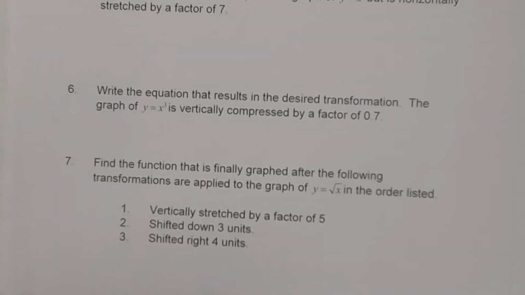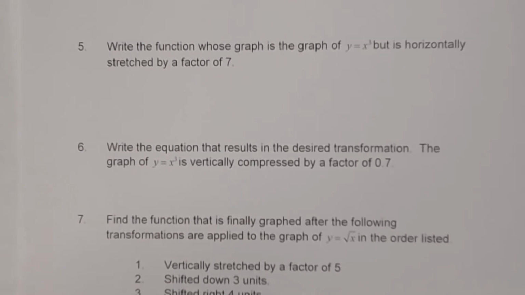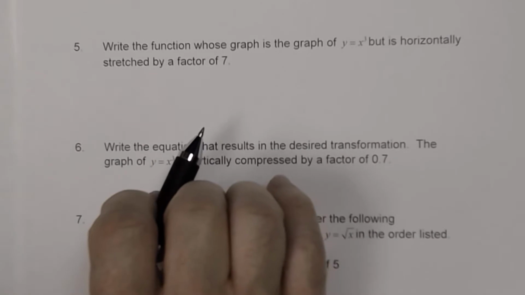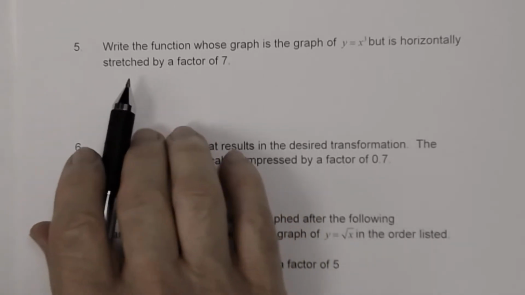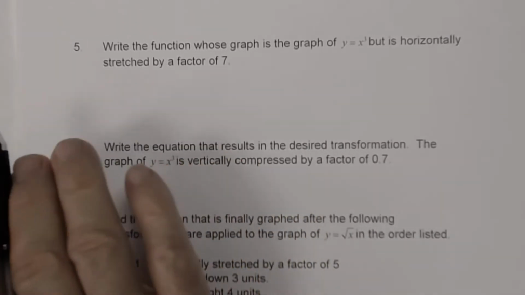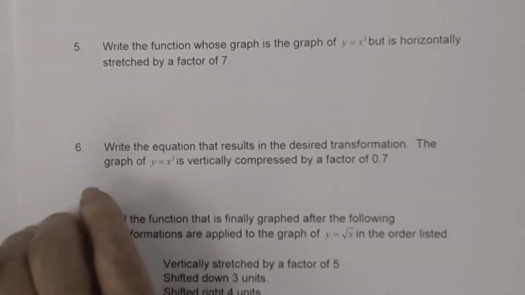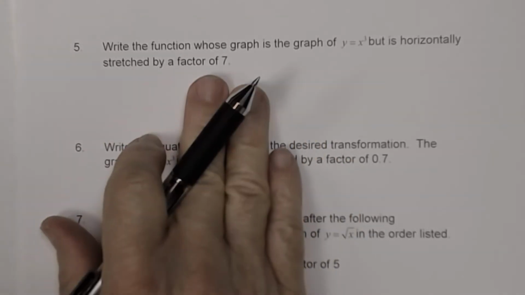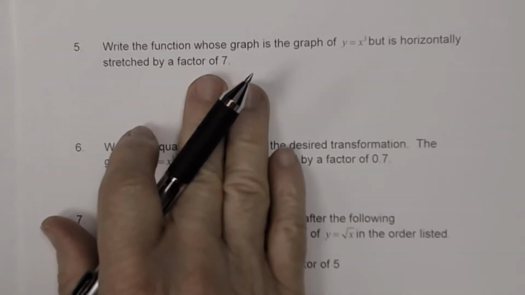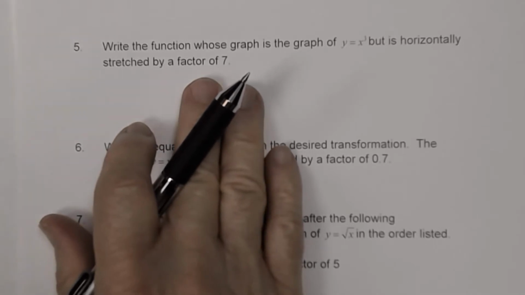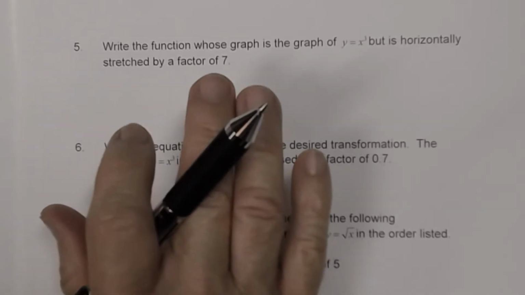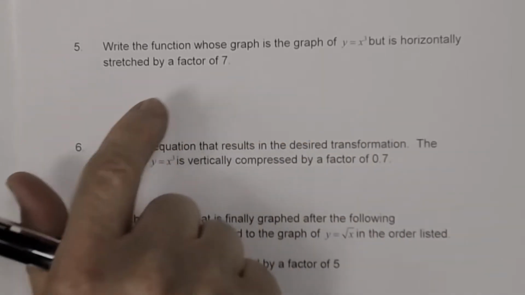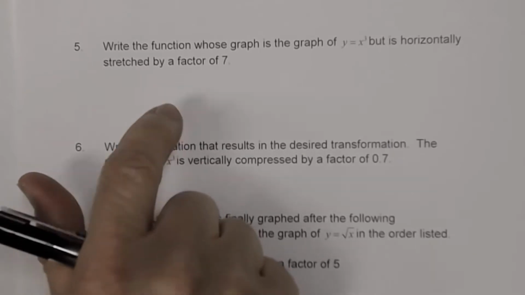So in number 5, you want to write a function whose graph is the cube function, horizontally stretched by a factor of 7. You only have one transformation to do, and it's a hard one. Remember, whenever you have a horizontal translation or a horizontal stretch or compression, those are the two you have to be careful with. Horizontal stretch or horizontal shrink is a hard one for students.